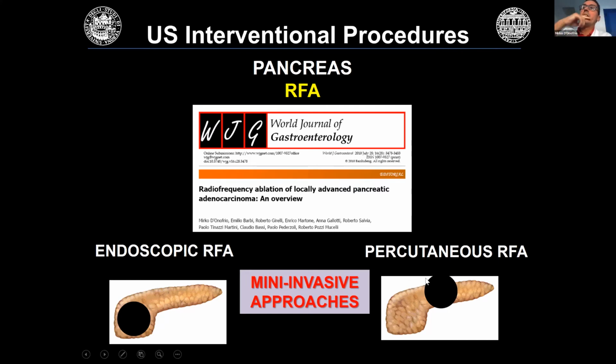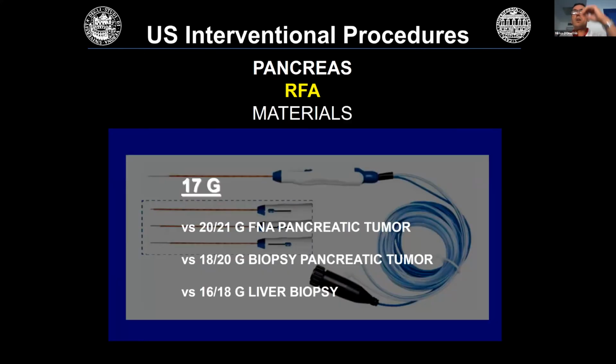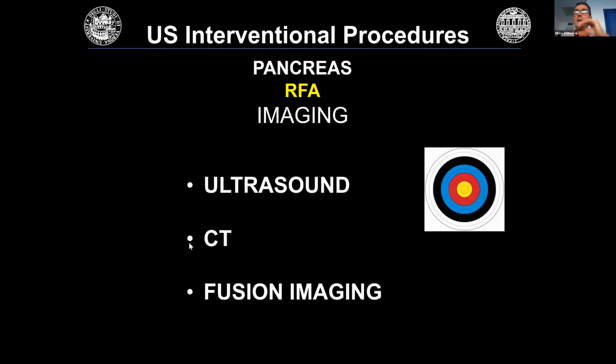But if you have a lesion in the body of the pancreas, like the one I showed you before, we can ablate this lesion with a percutaneous approach by using ultrasound. The needle for ablation is absolutely near to the needle that we normally use for diagnosis, so aspiration and biopsy. And what about the imaging, the guidance? I mean, we can use CT, we can use ultrasound.